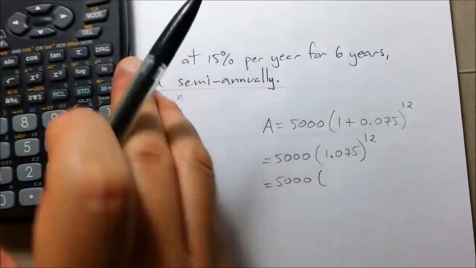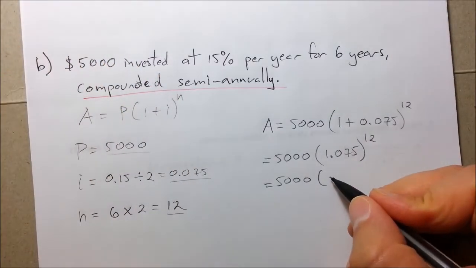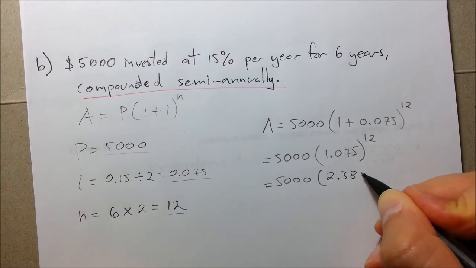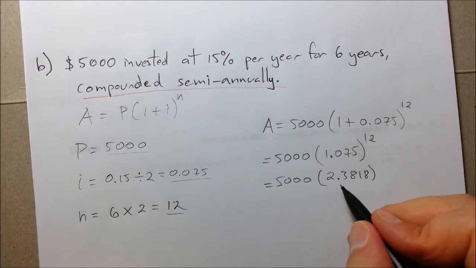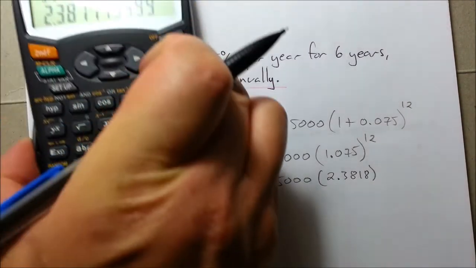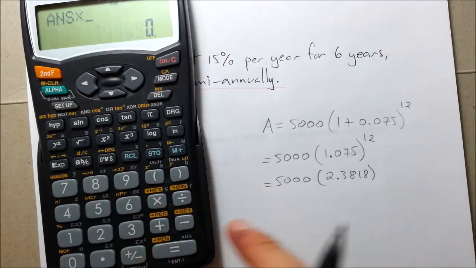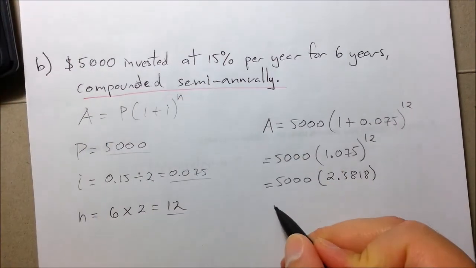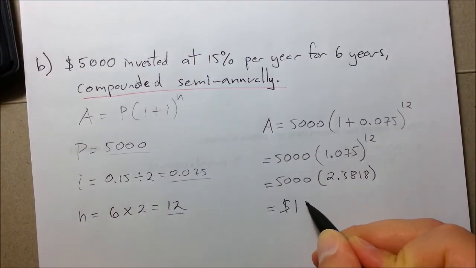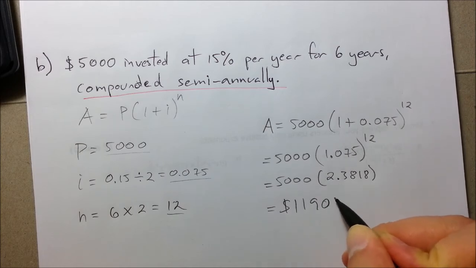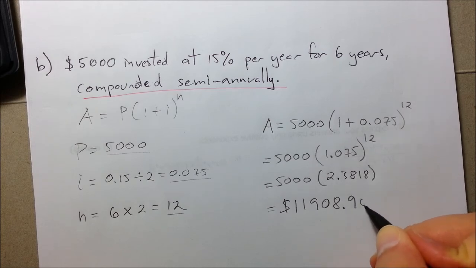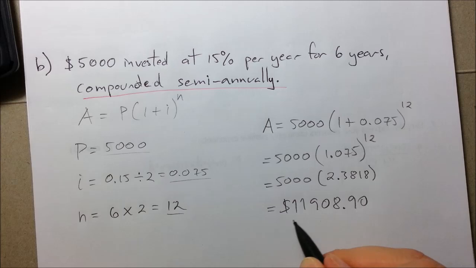That gives us 2.3818. Okay, I'm trying to put in more decimals, the more accurate, and you can round it off towards the end. And then this times 5,000 gives us 11,908 with 90 cents. Okay, so that's our future value.